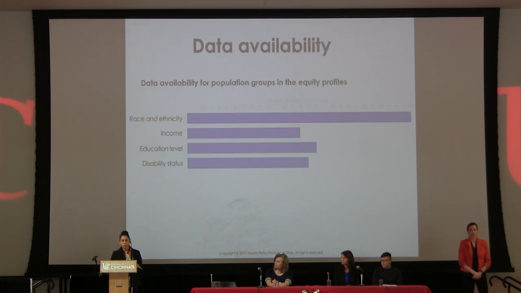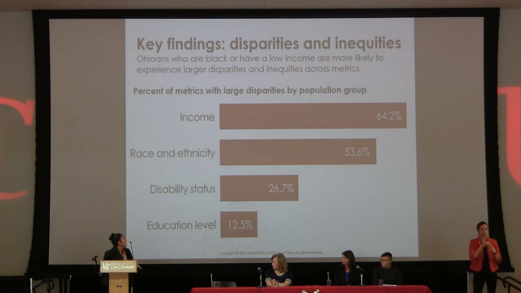Here you see that there were about 29 metrics that we included in these equity profiles across health outcomes, access to care, healthcare system performance, and social, economic, and physical environment. You'll note that there was a lot more data available by race and ethnicity, although there are issues with that data, which I'll touch upon towards the end of my presentation, than there were disaggregated by income or education level or disability status. But where the data was available, we did include it for those 29 metrics. And what we found was that Ohioans with low income and Black Ohioans in particular experienced the largest disparities or inequities across metrics.